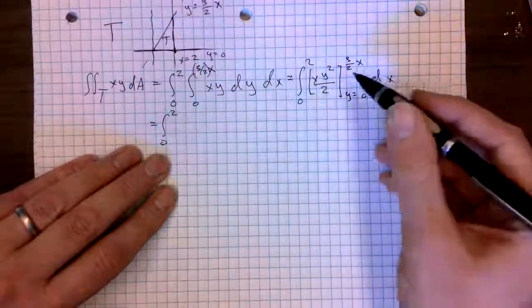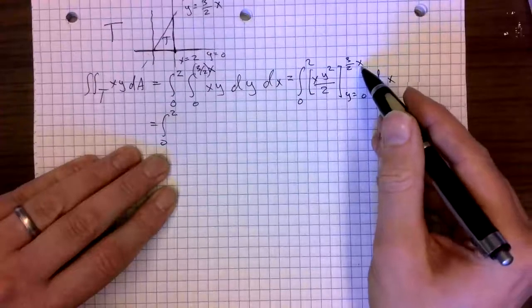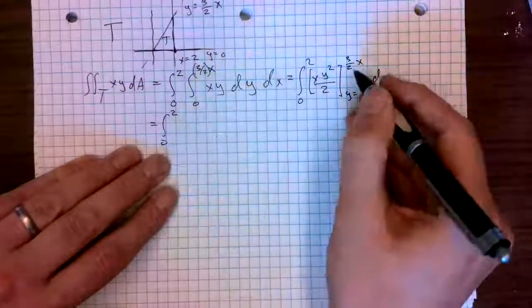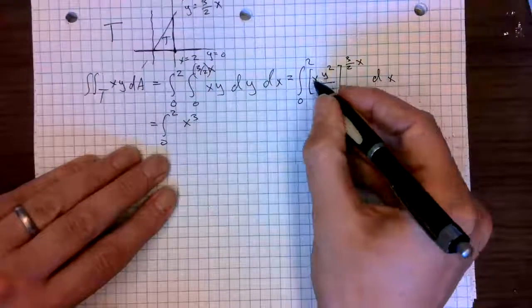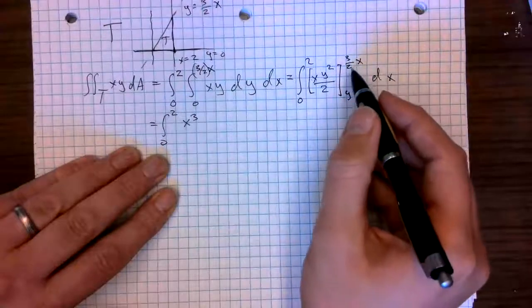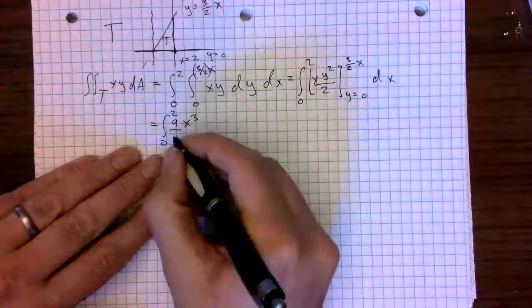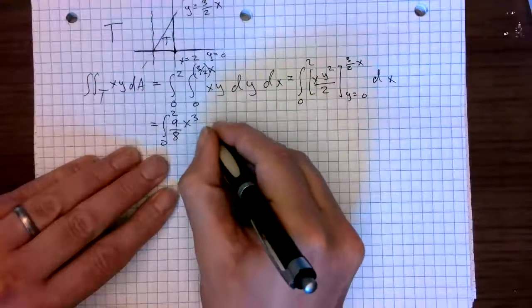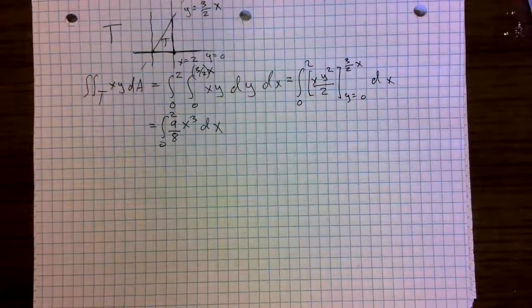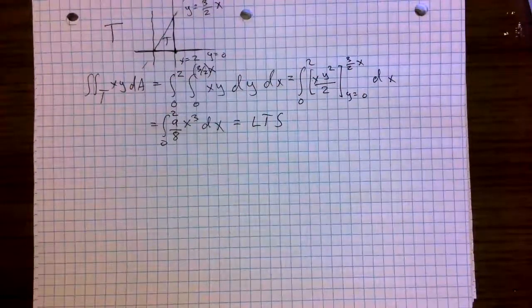And now I plug in. 0 is nice, plugging in 3/2 x is maybe a little harder, but again, not too much. So I will have an x cubed, because it's x times x squared. And then on top I will have 9, and on the bottom I will have 2 times 2 squared, so I will have 8. So 9/8 x cubed dx. And again, let me leave it up to the student to compute what this is.